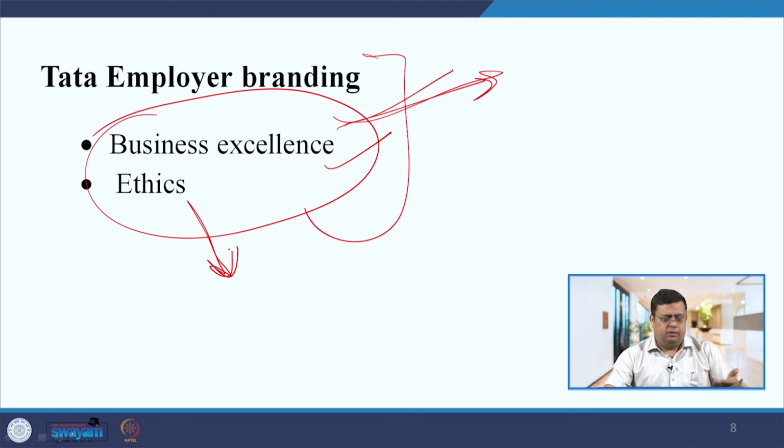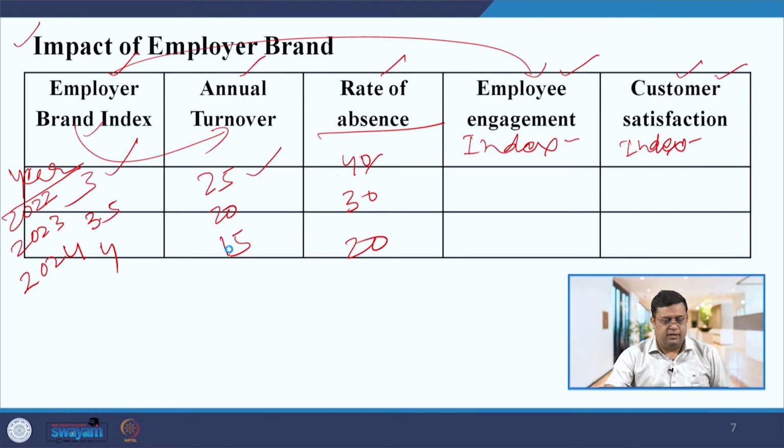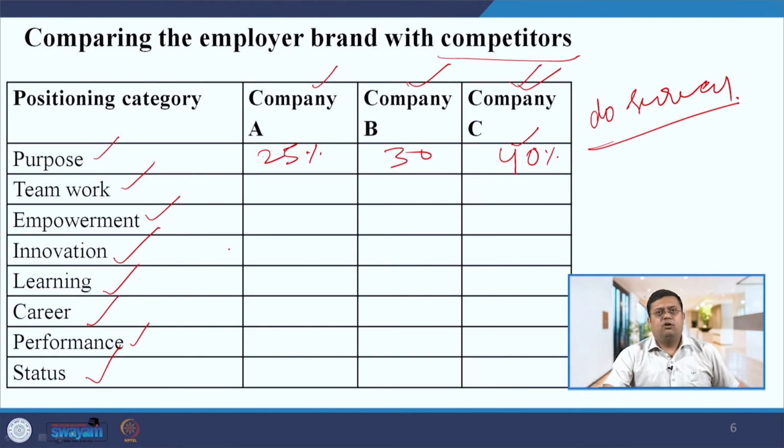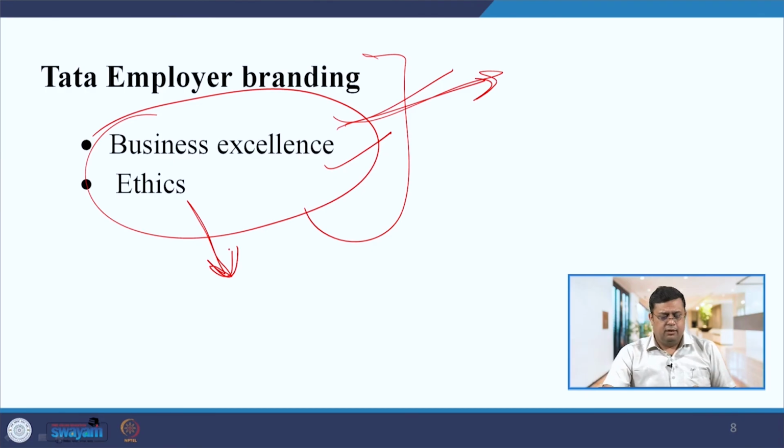So, in the same way you can develop the strategy after analyzing and comparing your brand with the competitors. That is how this analysis will help you to develop your strategy, what should be your strategy to develop a strong employer brand.